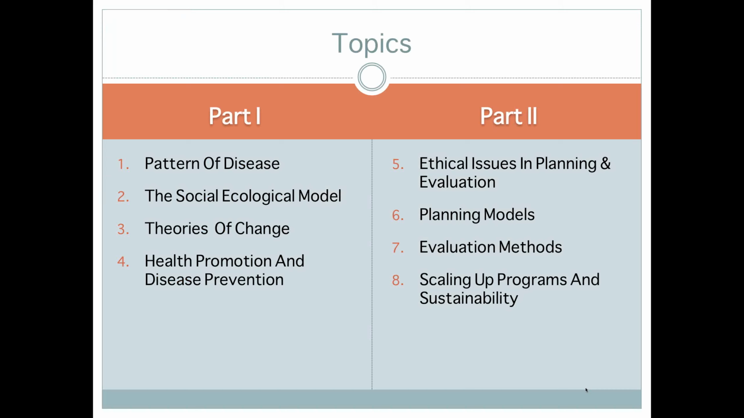We're going to cover 8 topics over the course of this webinar, and we'll cover the 4 that are listed on the left as part of the first part of the webinar. We'll take a 15-minute break, and then we'll cover topics 5 through 8 in part 2 of the webinar after the break. So we're going to start off in this part of the webinar talking about the pattern of disease, the social ecological model, theories of change, and health promotion and disease prevention.